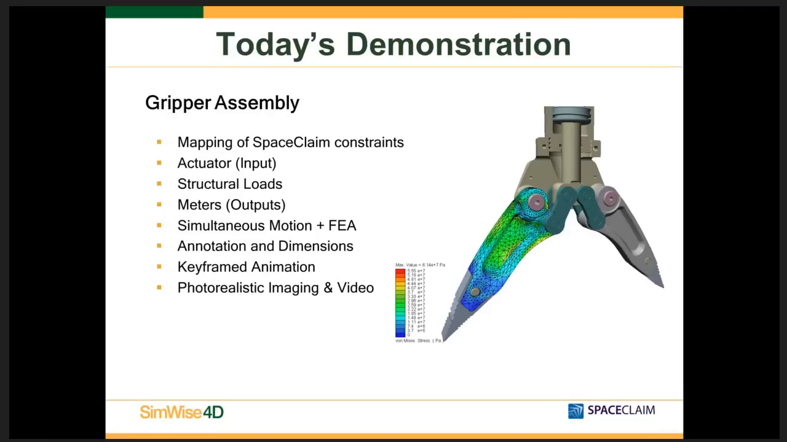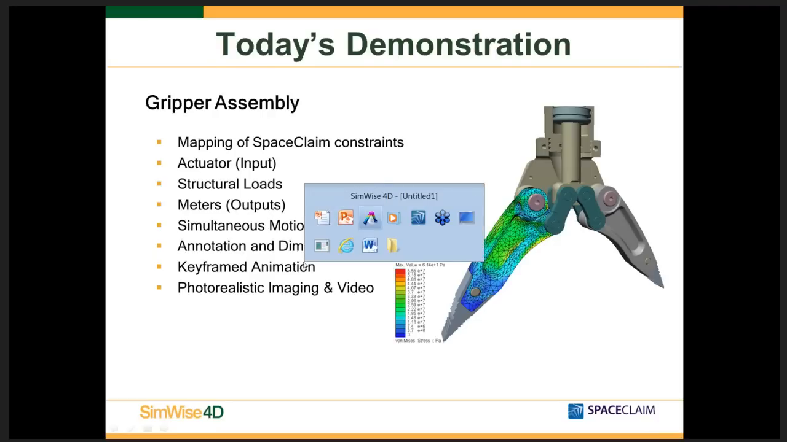So for today's demonstration, what we're going to do is look at some of the basic capabilities. The software is loaded with nice features. Obviously, we're limited in time here, so we're going to try and keep it broad, yet focused enough on some of the key features that you might find interesting. The mapping of the SpaceClaim constraints. We're going to take a look at some actuator inputs and some of the structural loads that we'll apply in here. We'll look at some of the output capability. We'll be able to solve a motion and FEA together, and then we'll add some of these dimensions and annotations that we discussed earlier, and then finally create a video and some photorealistic imaging.